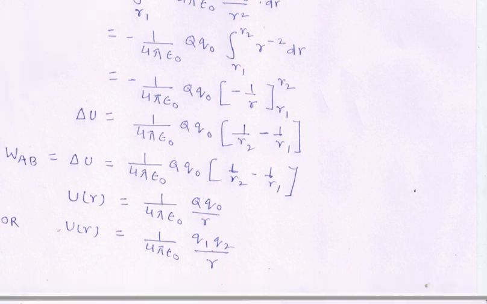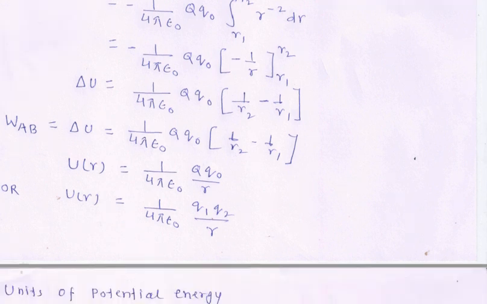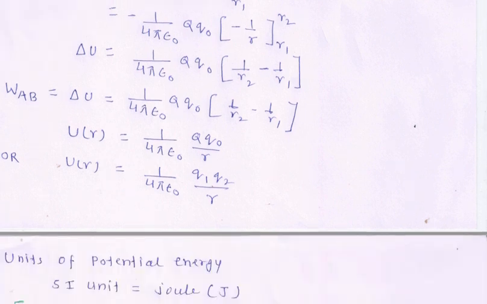If the charges are given in different notation, you can write the potential energy at a distance R as 1 upon 4 pi epsilon 0 Q1 Q2 upon R, where R is the distance at which the energy of the system is to be found.